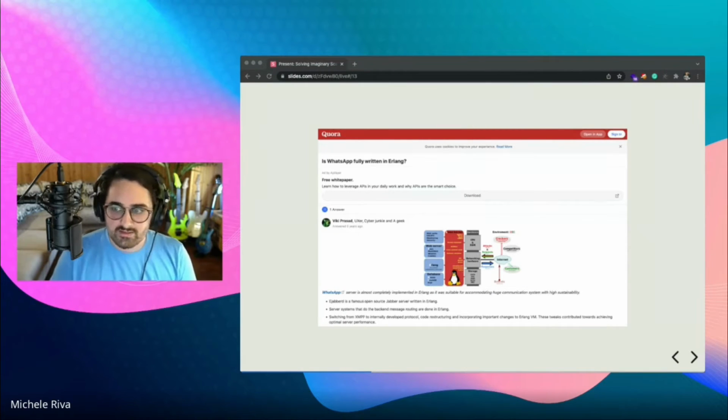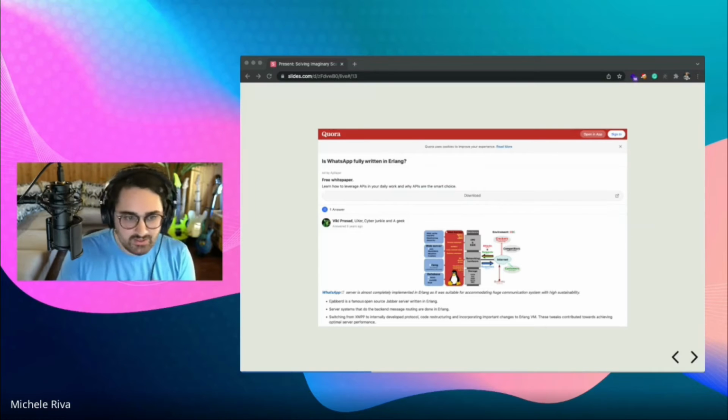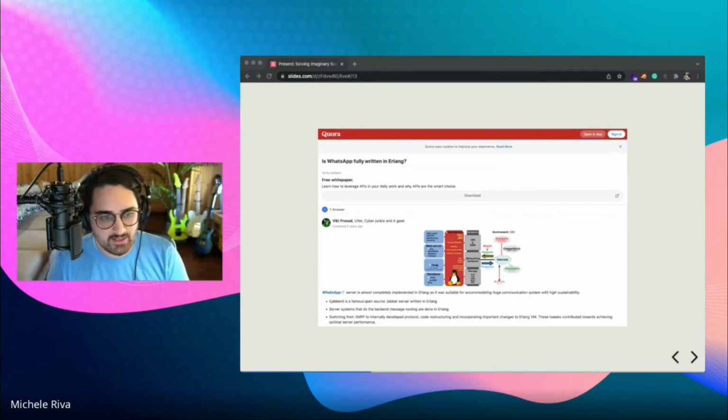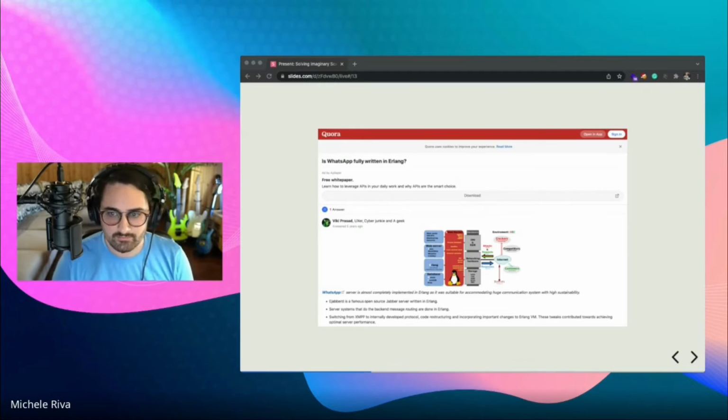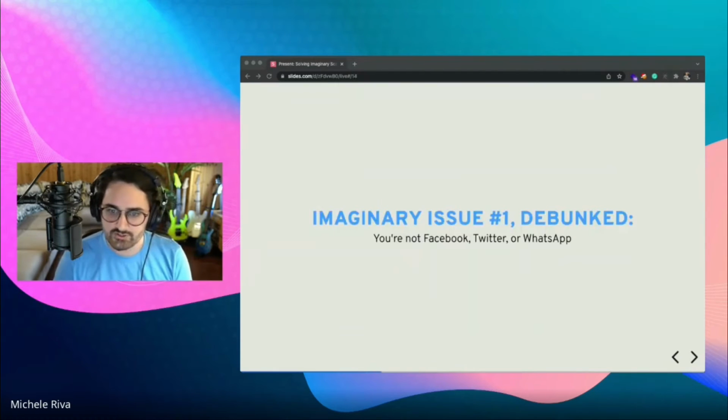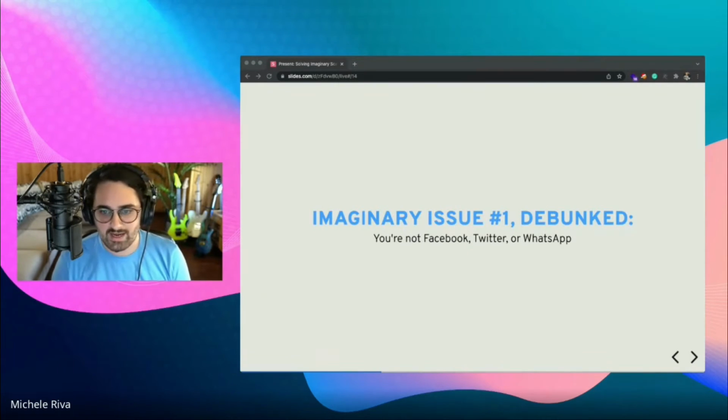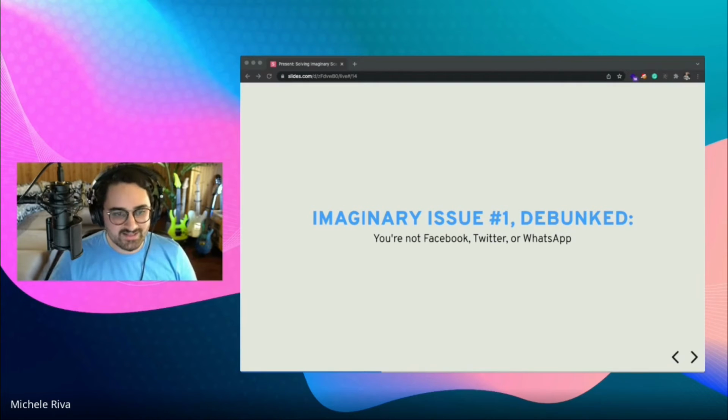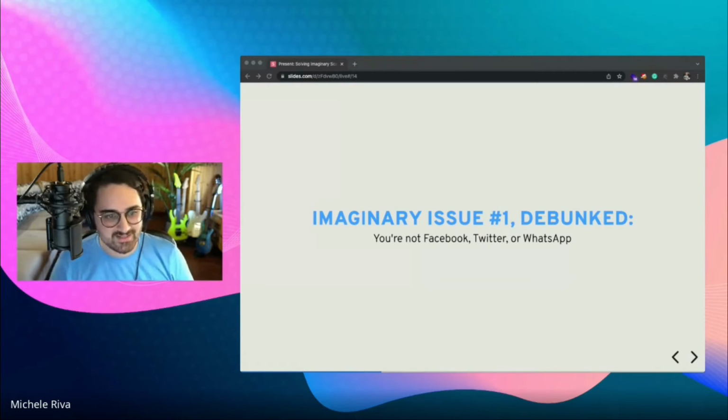And so my idea is, do we really need to choose a specific programming language to make our system scalable? So let's debunk the first issue. You are not likely to rewrite Facebook, Twitter, or WhatsApp. So that's the biggest problem we have today. We start thinking of our systems like they were incredibly scalable systems such as Facebook, Twitter, WhatsApp, or your favorite big social network. But we are unlikely to go build something like that in the future. And if we do, we need a very big team supporting us.